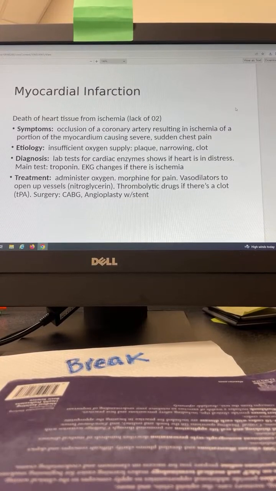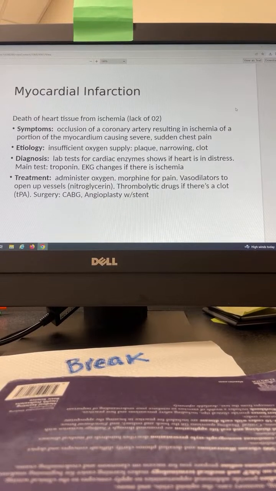Thrombolytic drugs. We talk about these with stroke. Okay, because stroke can be caused by a clot, just like heart attack can be caused by a clot. So if there's a clot, thrombolytic drugs, the name of it is TPA. It's short for something, but it doesn't matter. No one ever calls it anything but TPA. I think it's like thromboplasminogen something antiplase, but you don't need to know that. Just TPA is fine.